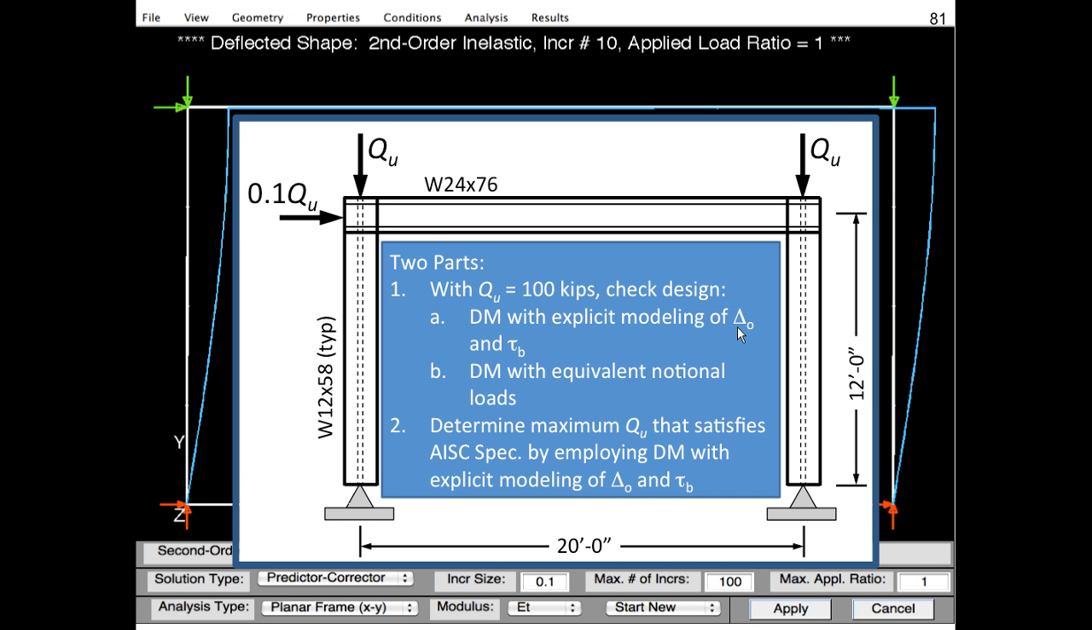So here we are in MASTAN, and in the screen superimposed in the front is the frame that we would be looking at. Now, I did purposely in this learning module rotate the columns so they were subject to minor axis bending. The nice advantage of doing that is I get some pretty decent second-order effects, so we can actually have something to talk about. And again, we're looking at direct modeling of the imperfections or use of equivalent notional loads. We can either check the design for a given amount of force, or we can go the other way and determine how much force we could put on here before we'd violate the specification.